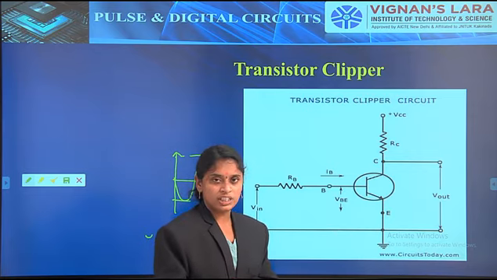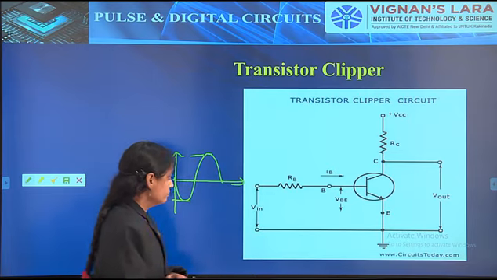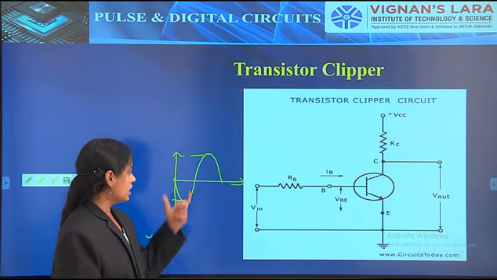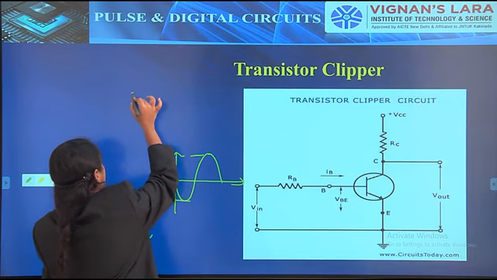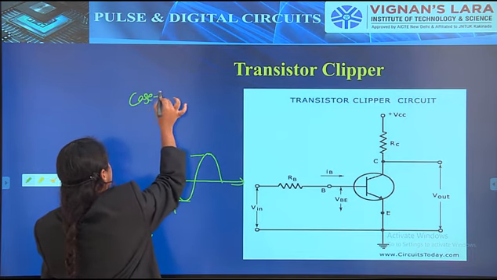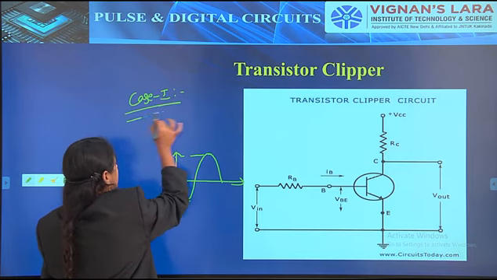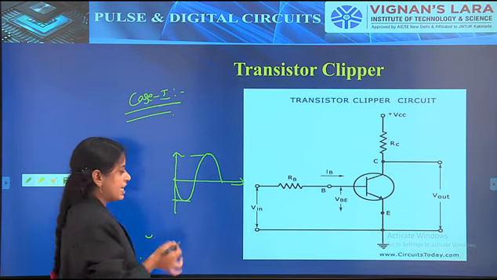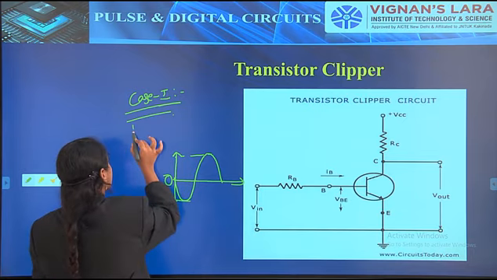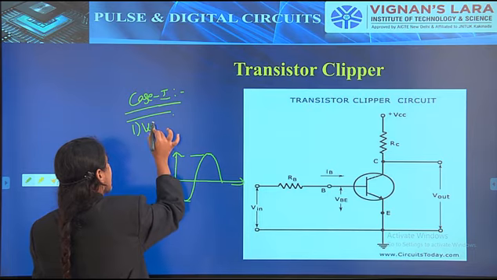So that is the thing here. Now we observe the conditions. First, the input Vi, case 1: we apply the negative signal, that is Vi less than 0. This is the 0 level. So Vi is less than 0.